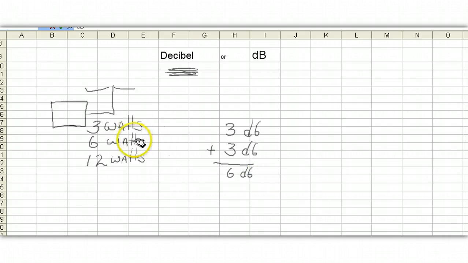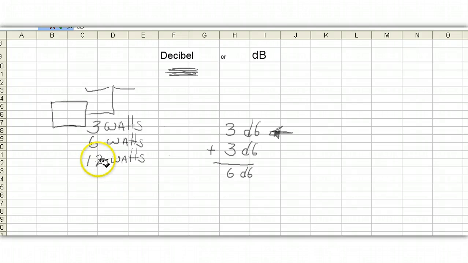So let's review what we did. It started at 3 watts, we went to 12. Remember how we got there. We doubled it, and then we doubled it again. Every time we double, we add 3 dB. And this is the trick: you can quickly describe changes by figuring out how many times you doubled the power.